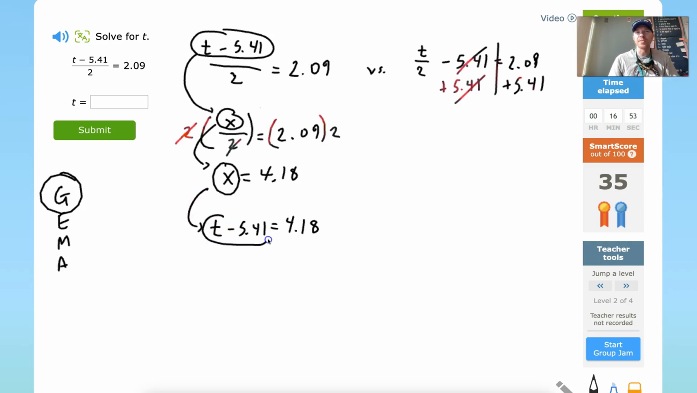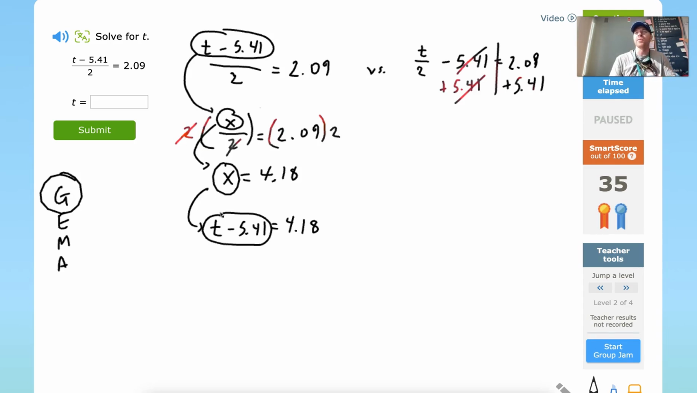But yeah, so I'm just momentarily saying, hey, t minus 5.41, what if we just called that a different variable, just x? All right, well then multiply by 2, and you've solved for that other variable. But now when I go, but it wasn't just x, it was really t minus 5.41, I'm not done then. I have to now cancel that 5.41. So I would add 5.41 to cancel that.